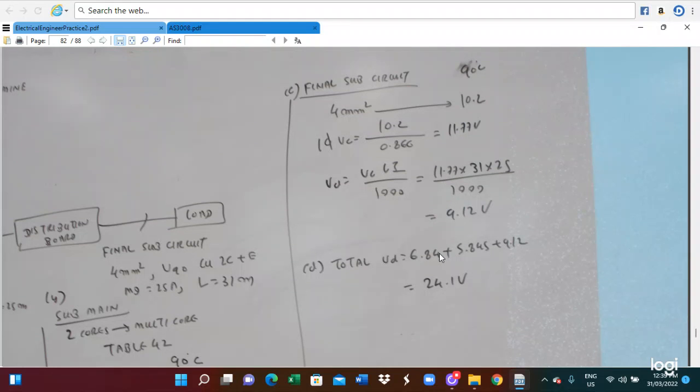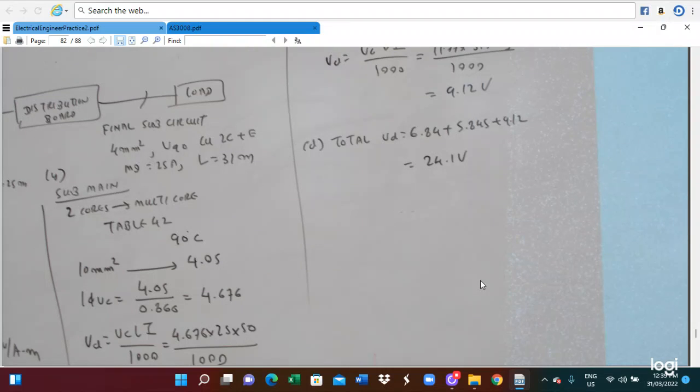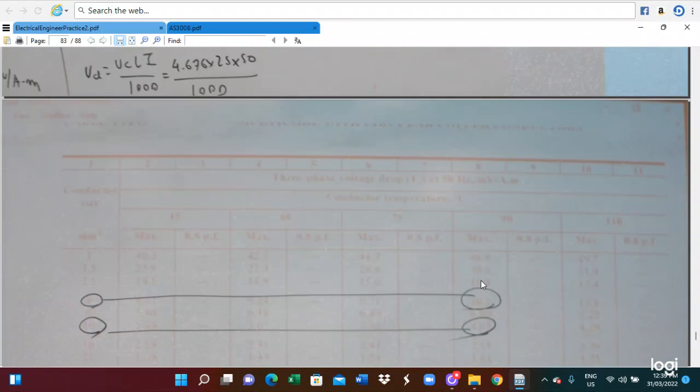Then we find out the total voltage drop. So the total voltage drop is the sub-main, consumer main, sub-main, and final circuit. You add everything and you got 24.1 volt. So this is the way we calculate.